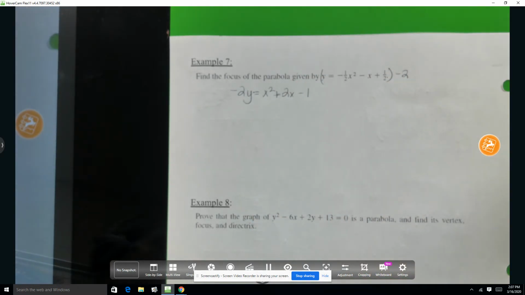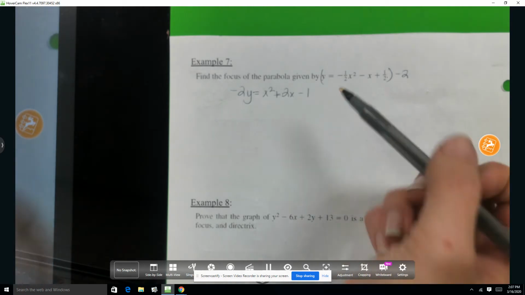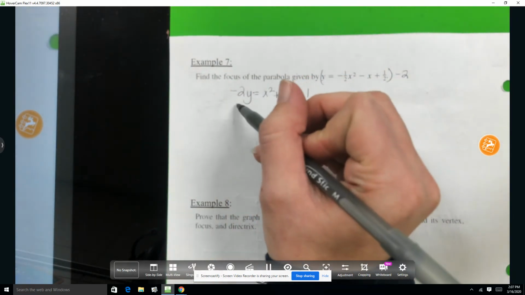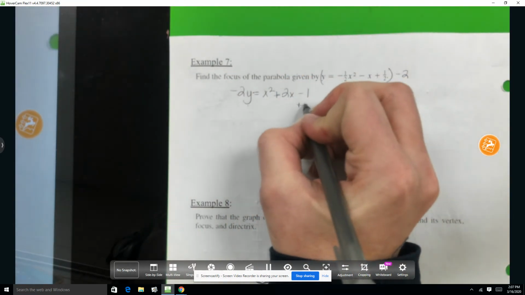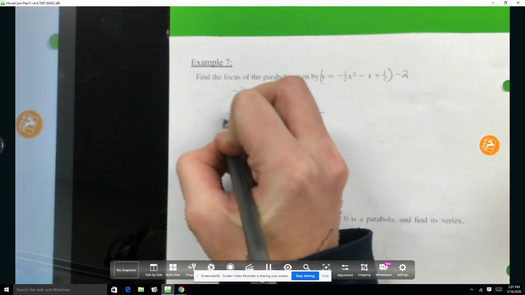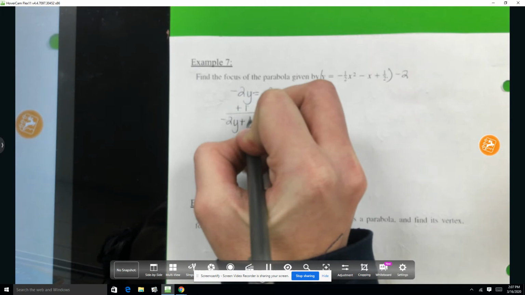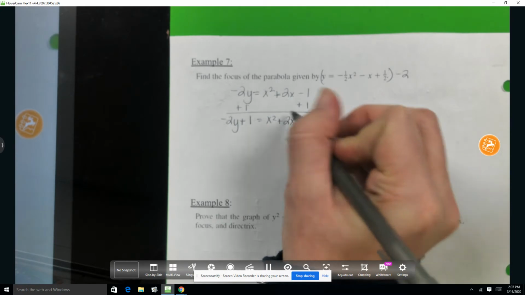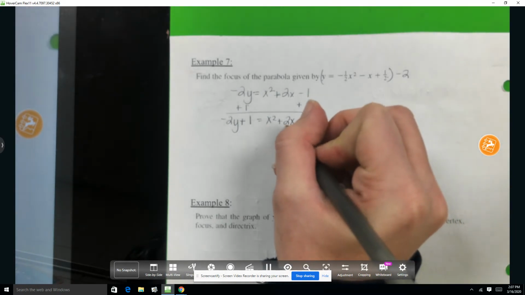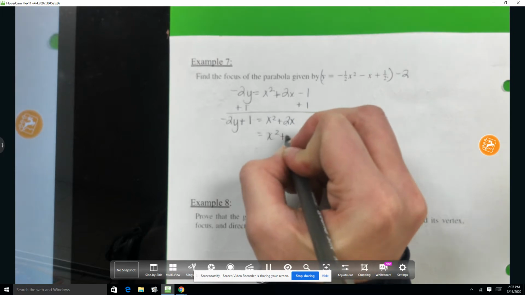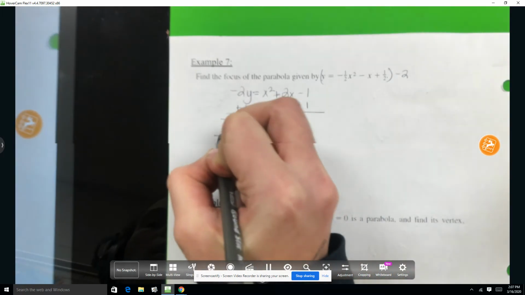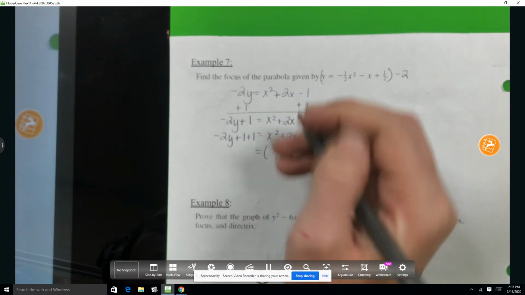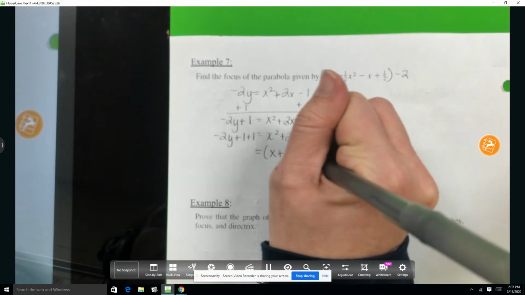If you look at your parabola equation, it's (x - h)^2 = 4p(y - k). So here I'm going to go ahead and add 1, so I have -2y + 1 = x^2 + 2x. I'm going to complete the square, so I'm going to take half of b and square it and add it to both sides, which leaves me with x^2 + 2x + 1. I have to add 1 on the other side also. I'm going to factor the right-hand side, so that factors to be (x + 1)^2.